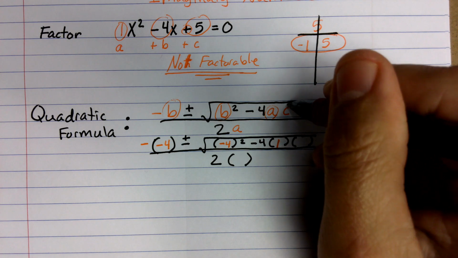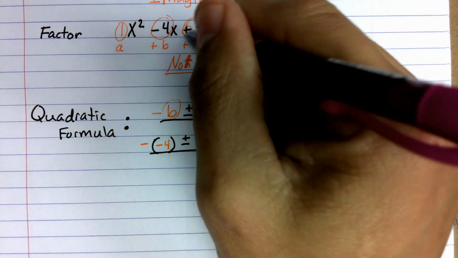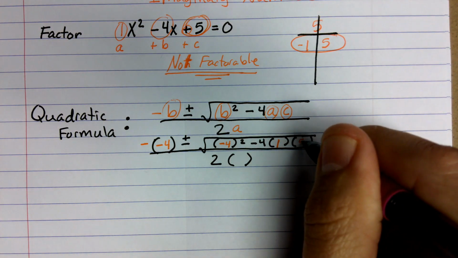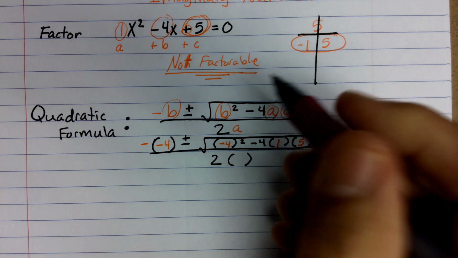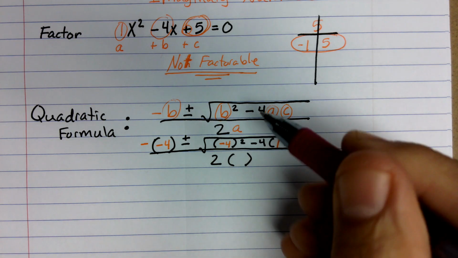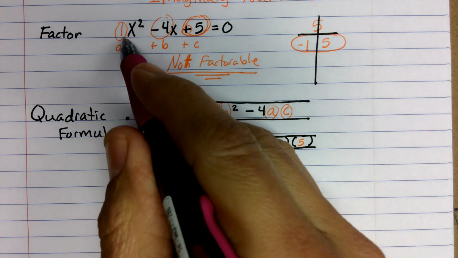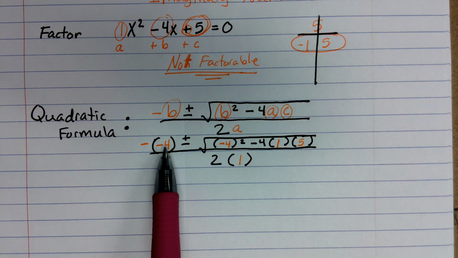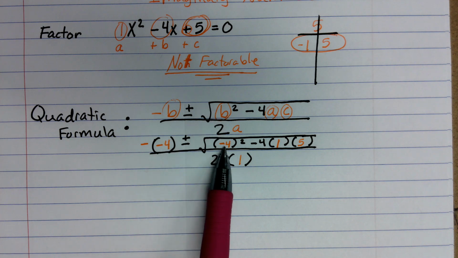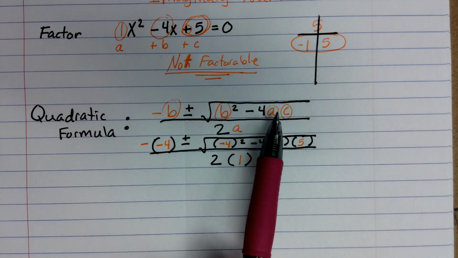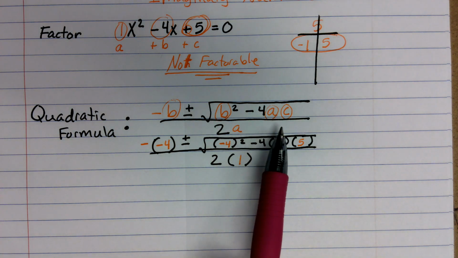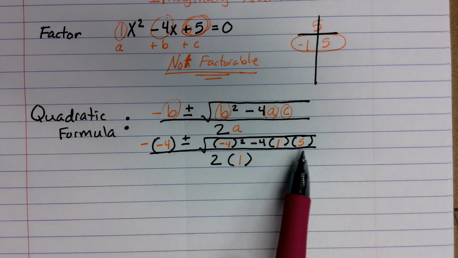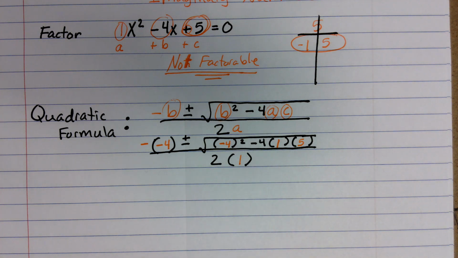And then it says times c. And our c value is +5. So we're going to put a +5 in there. And then down in the denominator it says 2a. So in place of that a, we're going to put the a value, which is 1, once again. So all I did was substitute the b value in 2 places, the a value in 2 places, the denominator and the numerator both had an a, and then our c value.